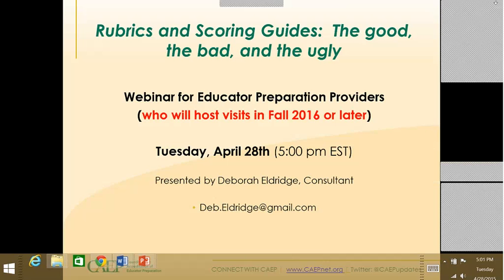And in those cases, there are some special guidelines or questions that are applicable only to early adopters. And so today we're not talking about that. Only talking for those folks who are hosting visits in fall 2016 or later when CAPE standards are required. And today we'll be speaking exclusively about rubrics and scoring guides.